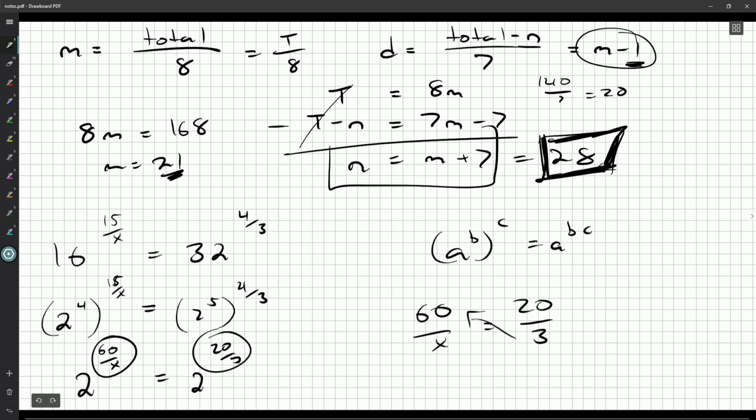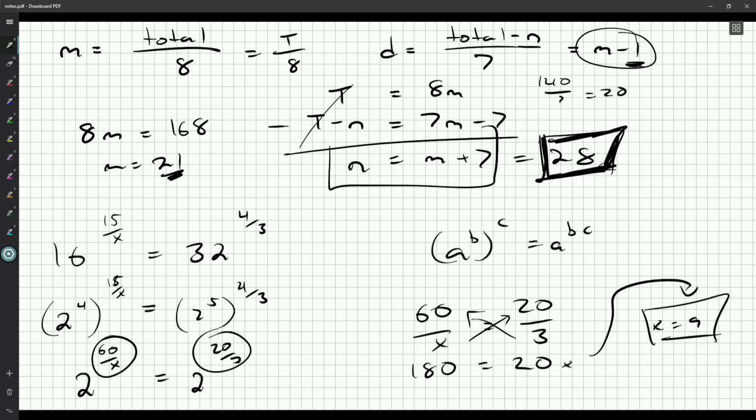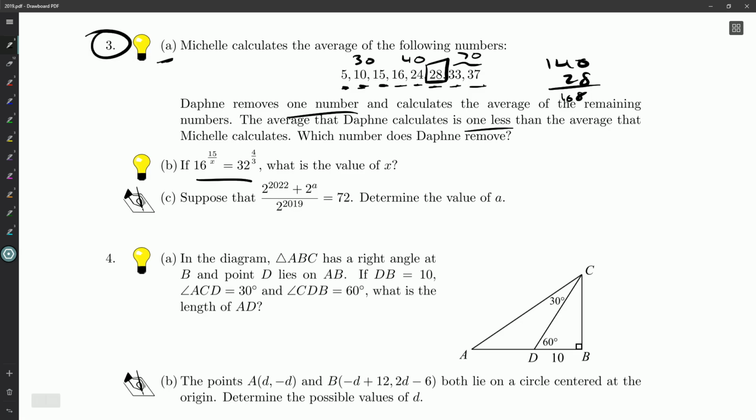So we multiply by 3 on both sides, multiply by x on both sides, we'll get 180 is 20 times x, and we can see x must be 9. There we go, simple as that. There's not really anything else to say about that one. If you know things like logarithms, you can do that, but you should be able to do question 3 with much more basic math. And it was a light bulb, so we just need the 9.